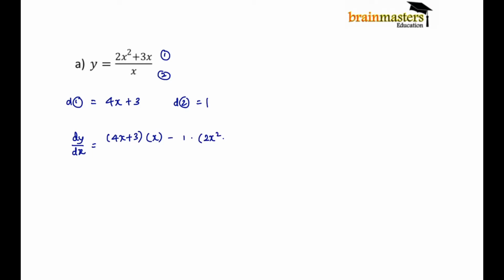Okay, so for your first, your top I will consider as the first one and the bottom will be the second. So first I'll write out my D1. Meaning I will differentiate my top one, which will give me 4x plus 3. And what's my D2? D2 is 1. So for my dy dx, based on just now what you have seen, my dy dx is differentiate first, so I have to bracket this up, multiply to the second, which is x, minus differentiate the second, which is 1, times the first, 2x squared plus 3x, over bottom square, which is x squared.